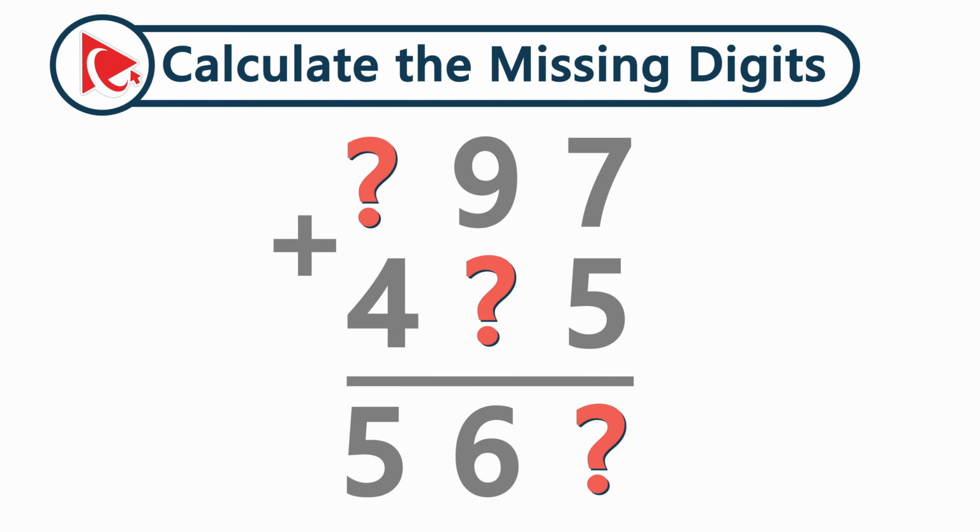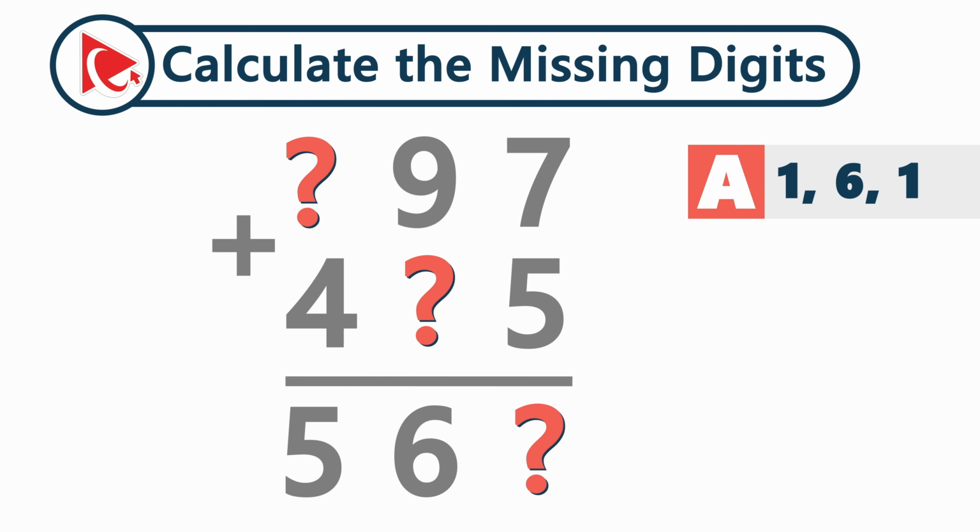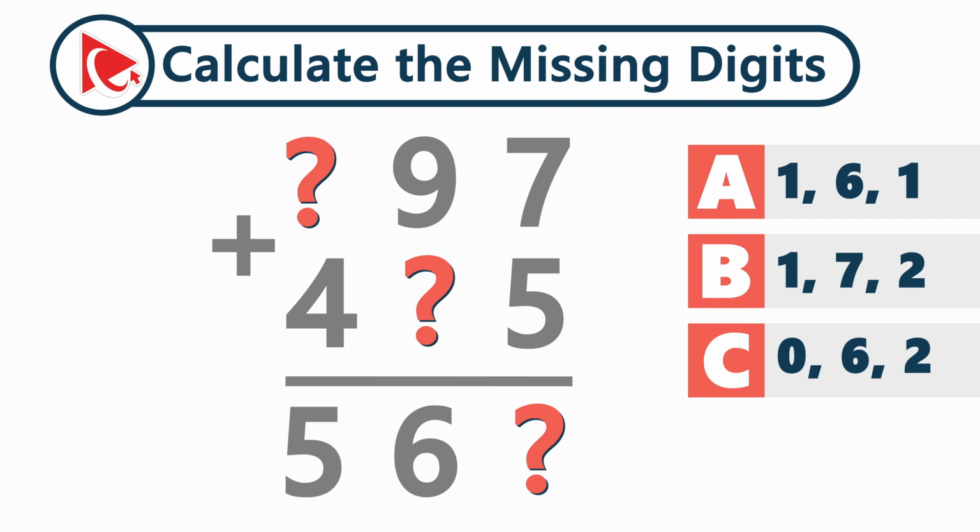Your goal is to calculate all three missing numbers in your head and select your answer out of four possible choices. Choice A, 1, 6, and 1. Choice B, 1, 7, and 2. Choice C, 0, 6, and 2. And choice D, 0, 7, and 2.